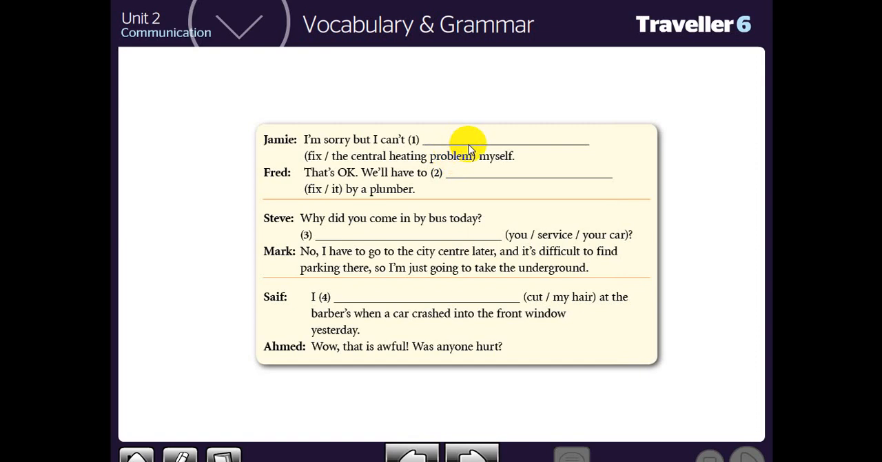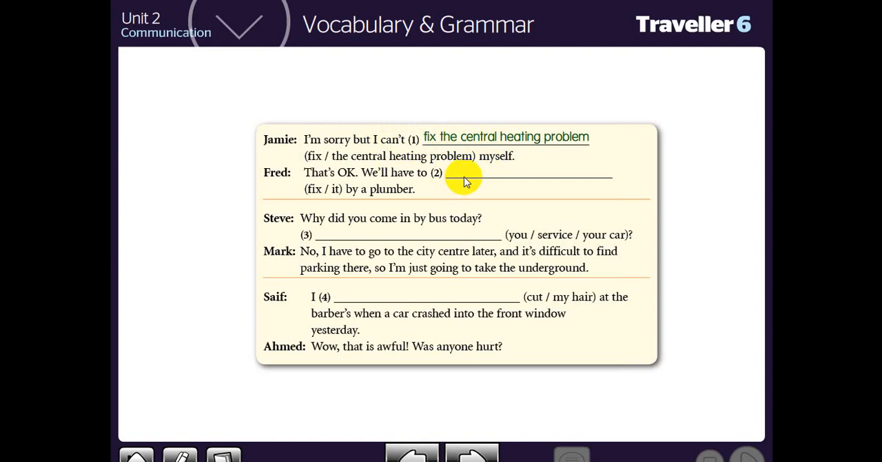So you will use it in the active form, which is subject, verb, and an object. Subject, which is I, can't, then put the verb directly, fix, the central heating problem, which is the object. Okay, I'm sorry, but I can't fix the central heating problem by myself or myself.